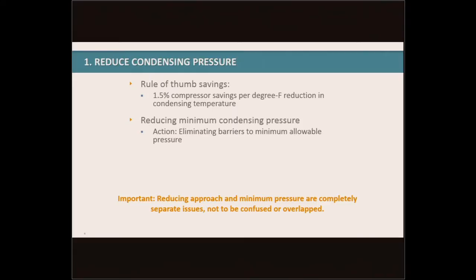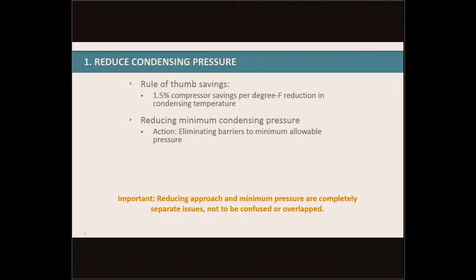The first one, reducing condensing pressure. This is something that energy consultants are always banging the drum on in order to achieve the most energy savings in a system. And it's true. You can get about 1.5% compressor savings per degree Fahrenheit reduction by reducing your condensing pressure set point. However, it's not as easy said as done.